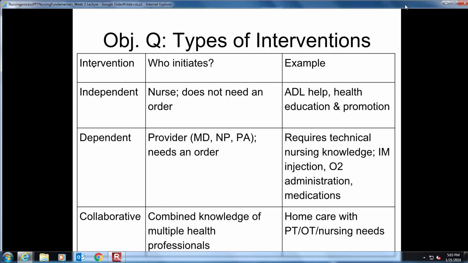Independent nursing interventions are interventions that nurses are licensed to implement based on their education and experience. Provider-initiated interventions are interventions that require a provider's order or protocol, but they also require nursing knowledge to perform. And then collaborative interventions require a multidisciplinary approach to complete.